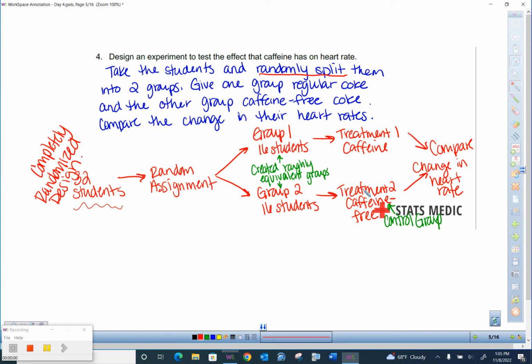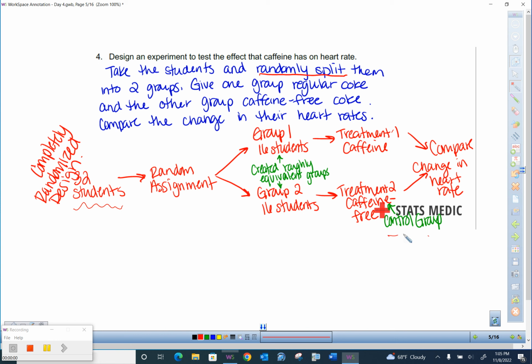That's going to help us see if the caffeine was the cause of the increased heart rate, or maybe another thing was playing into that, like the sugar. Both of these would have sugar in them, and so we'll be able to determine more clearly whether that was the effect. So our caffeine-free drink would be our control group.